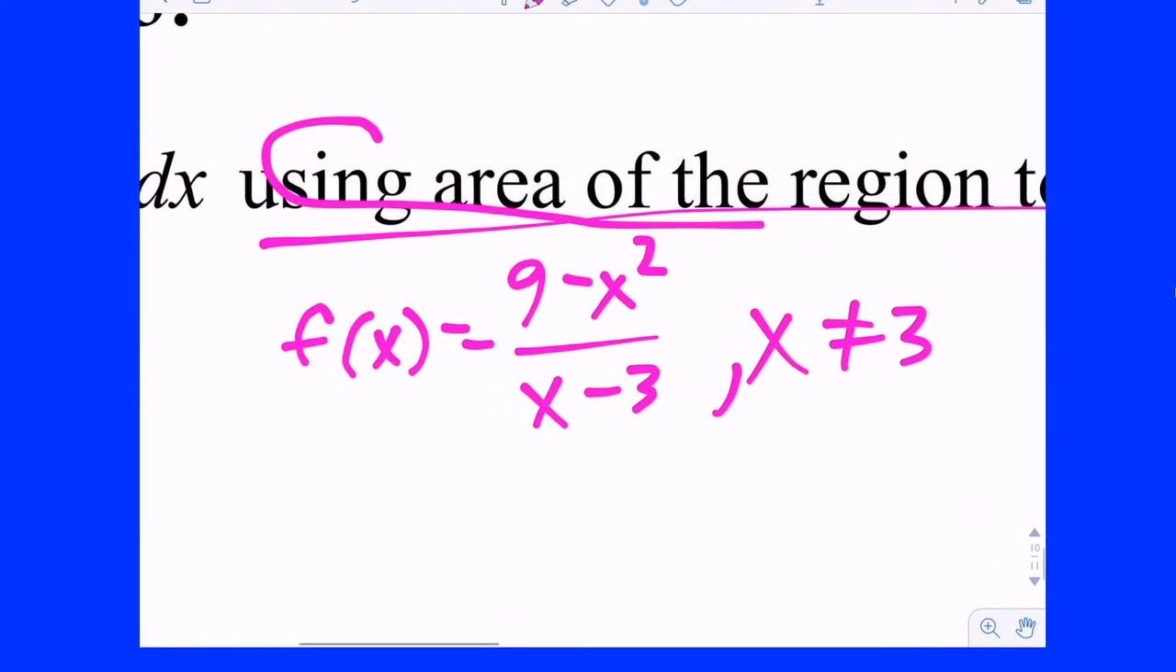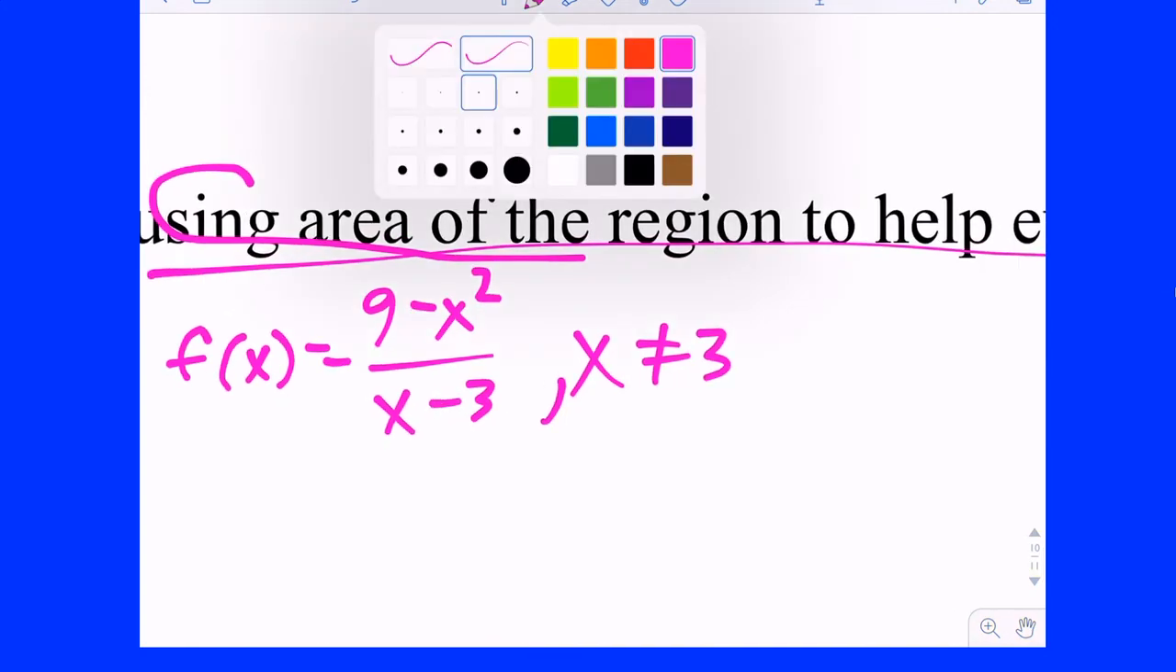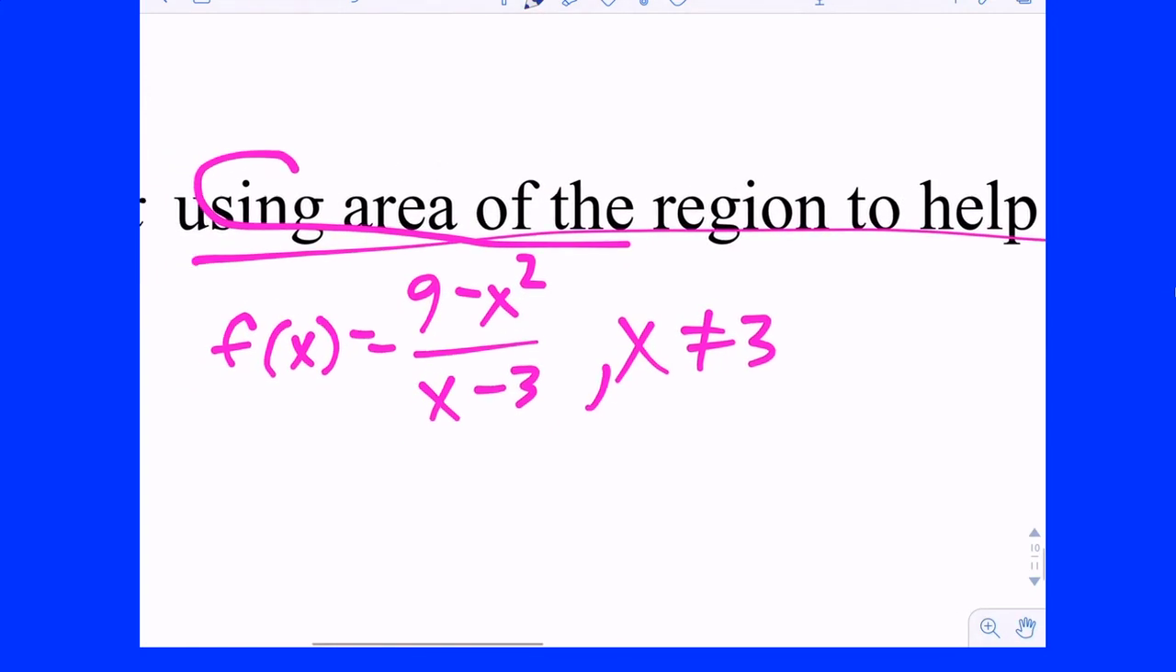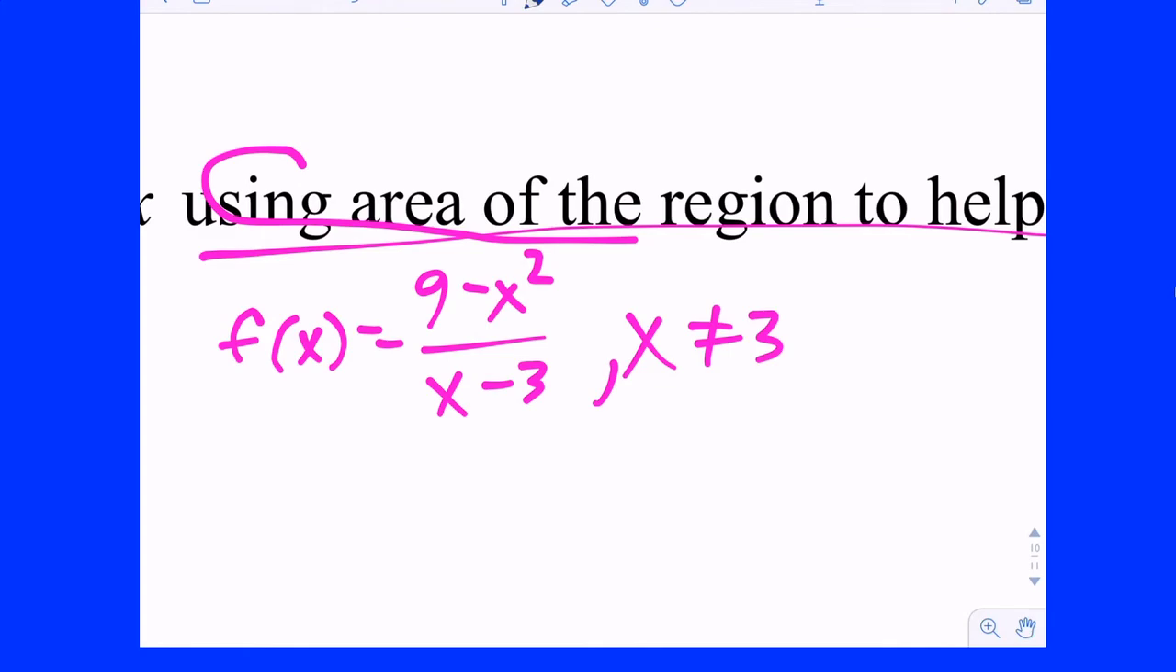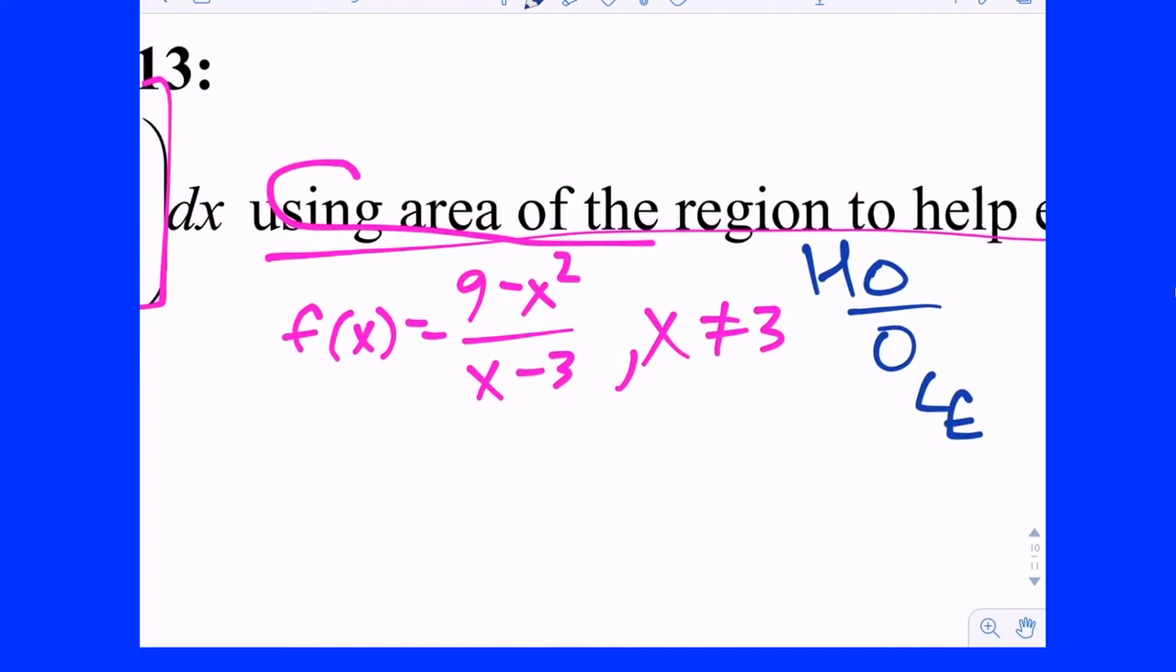Possibly, yes. It is possible. What type of discontinuity is it? That's going to be revealing. Is it a hole or a VA? It's a hole, because when you plug it into the top, you get 0. So remember, 0 over 0 is your hole, which is your removable discontinuity.